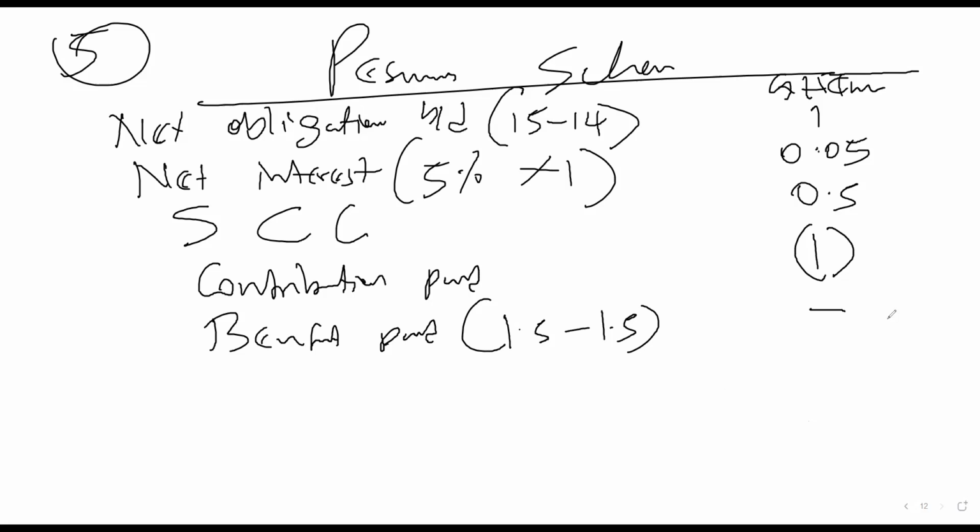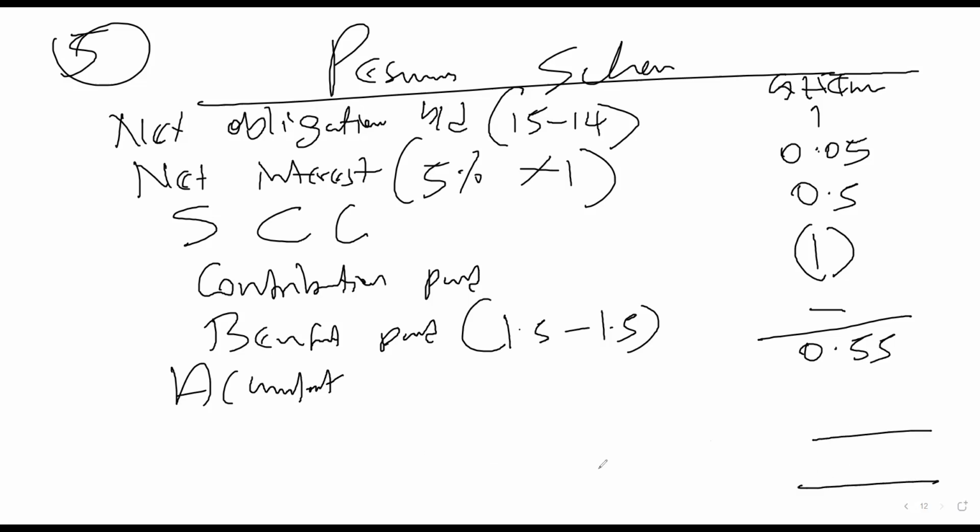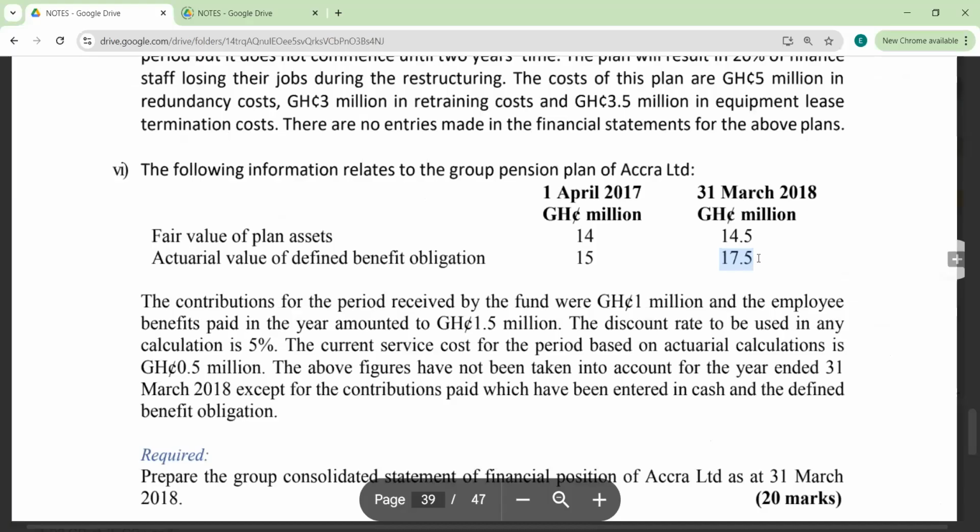Accountant's balance, 0.55. Leave a space. Actual balance. Correct, 3. That's the first one, 17.5. You are seeing where we are picking our figures from. It will be 17.5 minus 14.5, right? Yes.